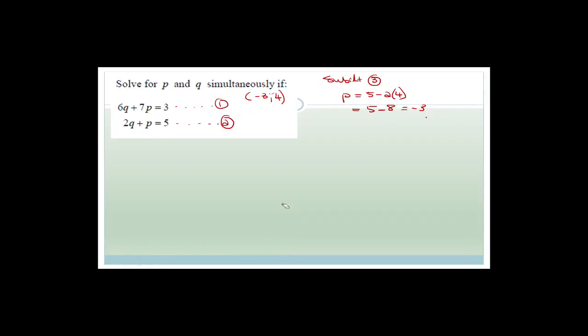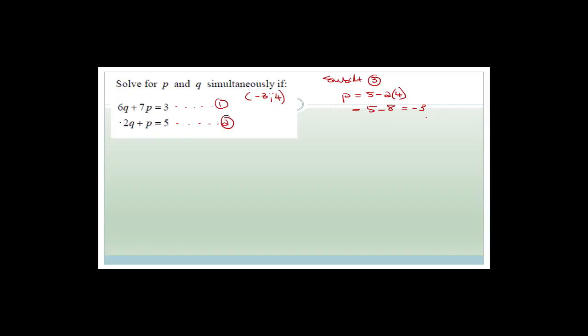Okay, so if you look at it, you can see that you've got 6q plus 7p is equal to 3 and 2q plus p is equal to 5. Do you agree that these are factored by each other? This is also because I could take this 2q and multiply it by 3 and it would be the same as 6q, or I could take this p and multiply the whole thing by 7 and then I'd have 7p.